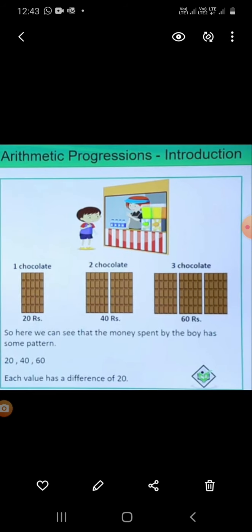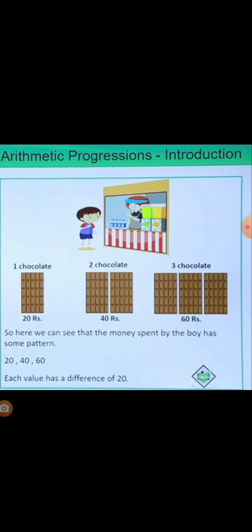Word problem. Can you see this picture? One boy in front of the shop purchased one chocolate for 20 rupees. Next day, he will purchase two chocolates. What is the total cost? Each chocolate is 20 rupees. The next day, he purchased three chocolates. What is the total cost? 60.